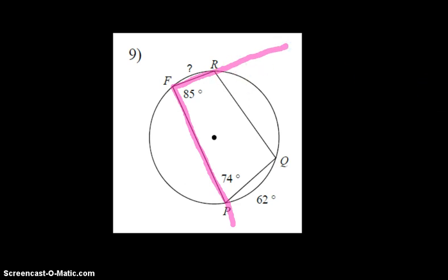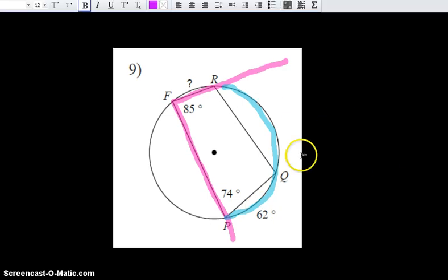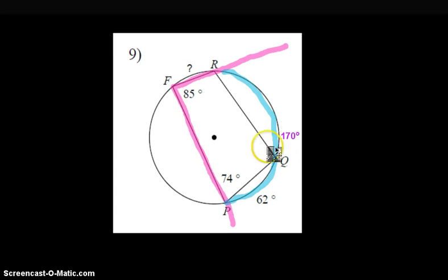Okay, it intercepts arc RQP. So 85, the magenta angle, if you will, has to be half of the blue arc. So the blue arc is going to be 2 times 85, which is 170. Okay, so this whole blue arc is 170.